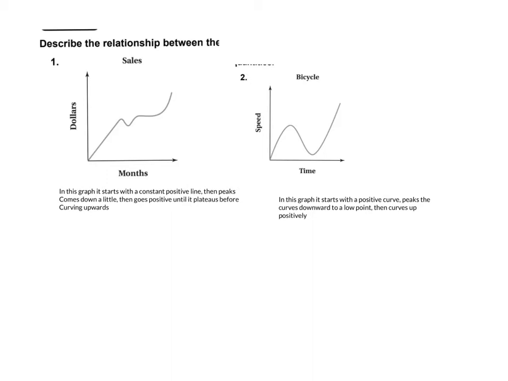So my description on number 2 would be, this graph starts with a positive curve, peaks, and then curves downwards to a low point, and then curves back up positively.